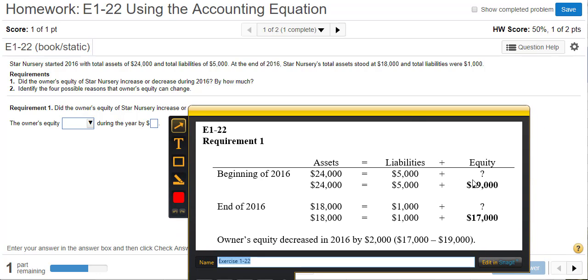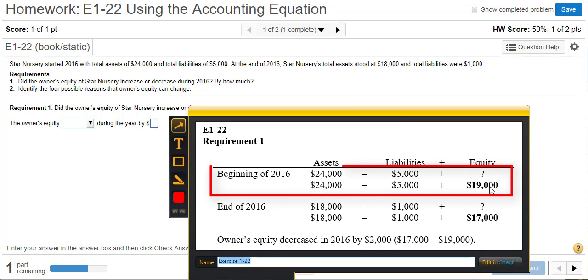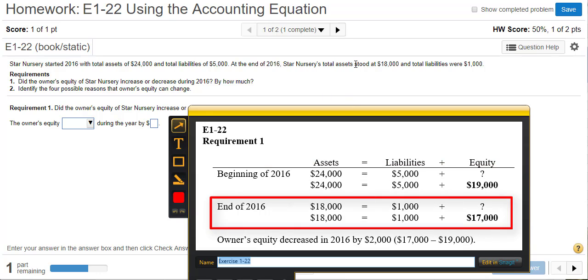So here's my calculation again for the beginning of the year, equity. Now let's do the end of the year. Star Nursery's total assets stood at $18,000. So we're plugging $18,000 for assets. Total liabilities were $1,000. So how much was equity? Well, obviously $1,000 plus $17,000 equals $18,000. So owner's equity at the end of the year was $17,000.